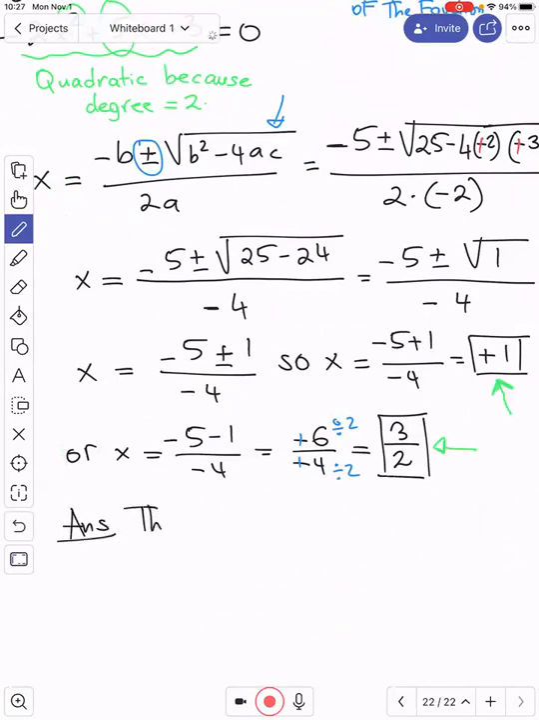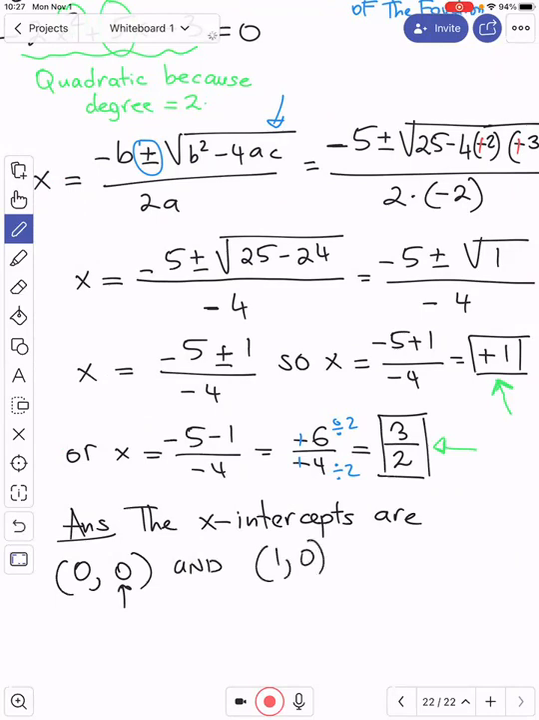So the answer would be, the x-intercepts are, so first we got the 0. So that's (0, 0). Don't forget, the y coordinate is always 0 in the x-intercept. And then we have 1, and then we have the 3/2.